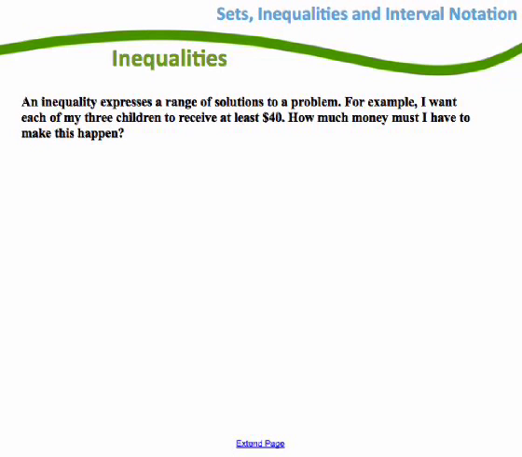For example, I want each of my 3 kids to receive at least $40. How much money must I have to make this happen? Notice that word "at least" indicates that there's probably going to be a range of money that I need. Here's how I might solve that.